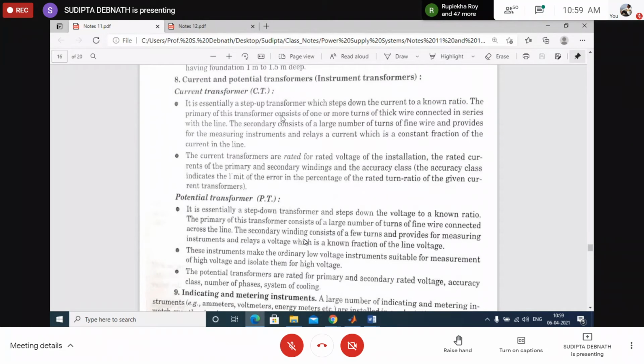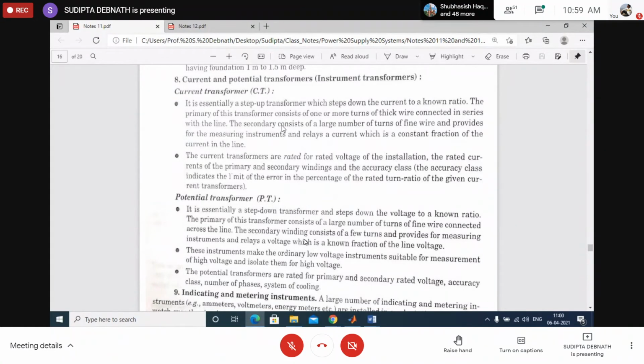The primary of this transformer consists of one or more turns of thick wire connected in series with the line, isn't it? Because primary is low voltage, secondary is high voltage. It has fewer turns of thick wire in the primary. Secondary will have more turns of fine wire because it is a step-up transformer. These you should understand by now. It provides the measuring instruments and relays a current which is a constant fraction of the current in the line. That is, it transfers the current.